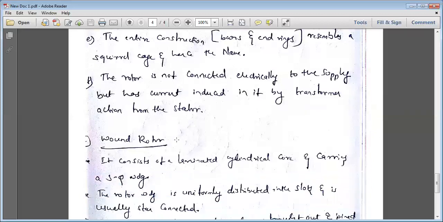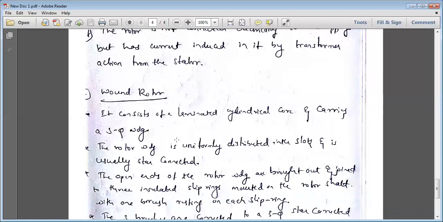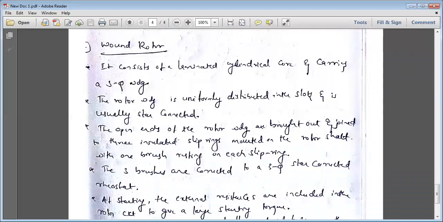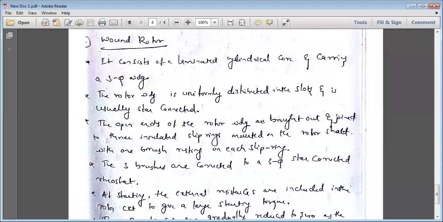The second type of rotor is the wound rotor, or slip ring rotor. It consists of a laminated cylindrical core and carries a three-phase winding. The rotor winding is uniformly distributed in the slots and usually star connected. So there is no change in the construction.